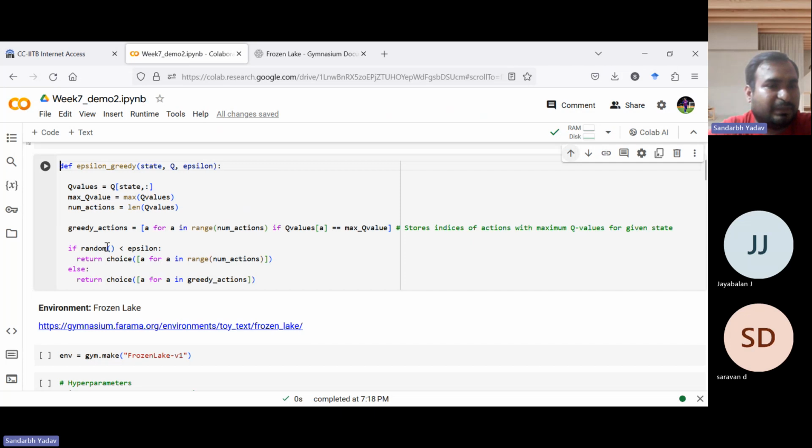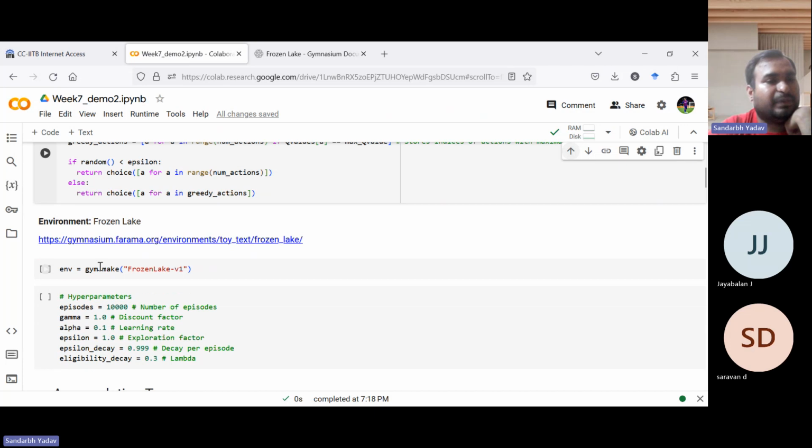So if we throw a random number and it turns out to be less than epsilon, then we have to explore. In that case, we will simply randomly choose any of the actions. This range will indicate the complete range of the actions, and we can choose any one of them. And if we are not being greedy, we want to exploit, then we will choose one of these greedy actions. You can choose any one of them since all of them map to the same max value. There is a possibility that more than one action can lead to the maximum Q value.